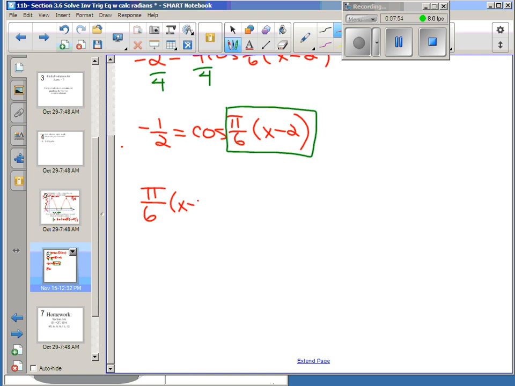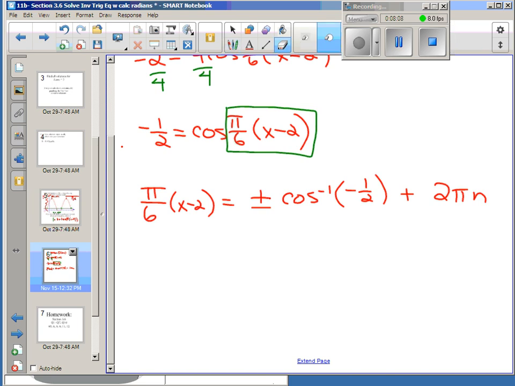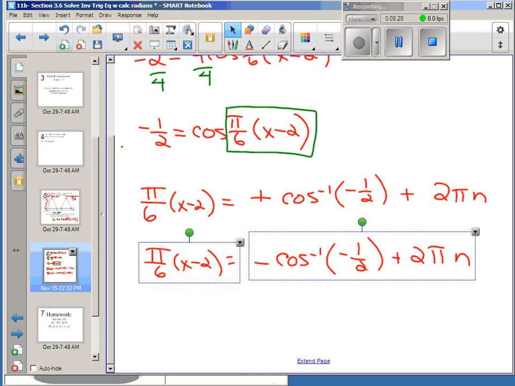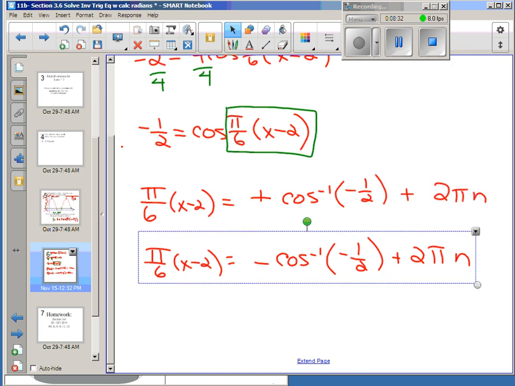Pi over 6 x minus 2 is equal to plus and minus cosine inverse of -1/2 plus, in radian mode, 2 pi n. And I am actually going to split this up. The plus and minus I find confusing when it comes to actually getting my answers. So I'm going to make it very clear that I have two different answers. And each of those answers so far is what pi over 6 times x minus 2 is equal to. All right, let's group those together. Okay, so I can move that around.